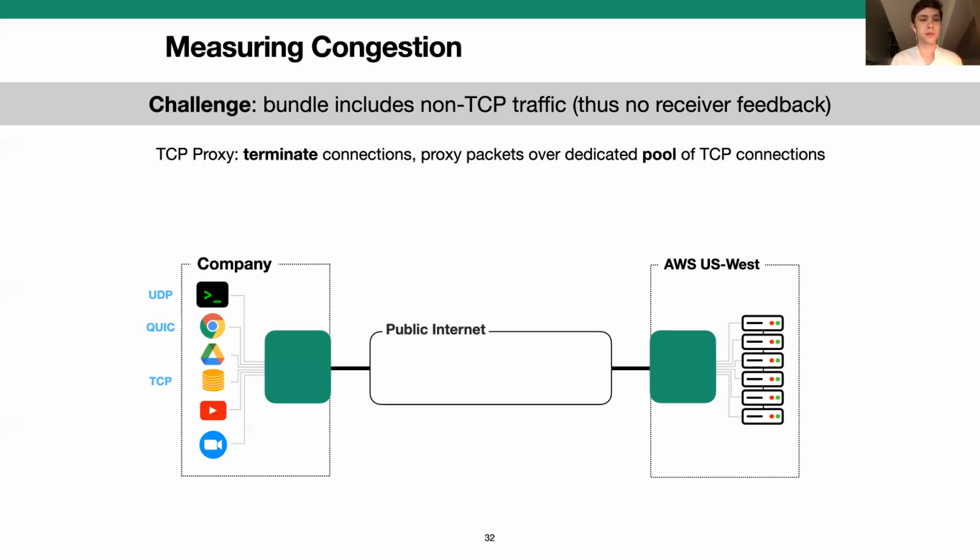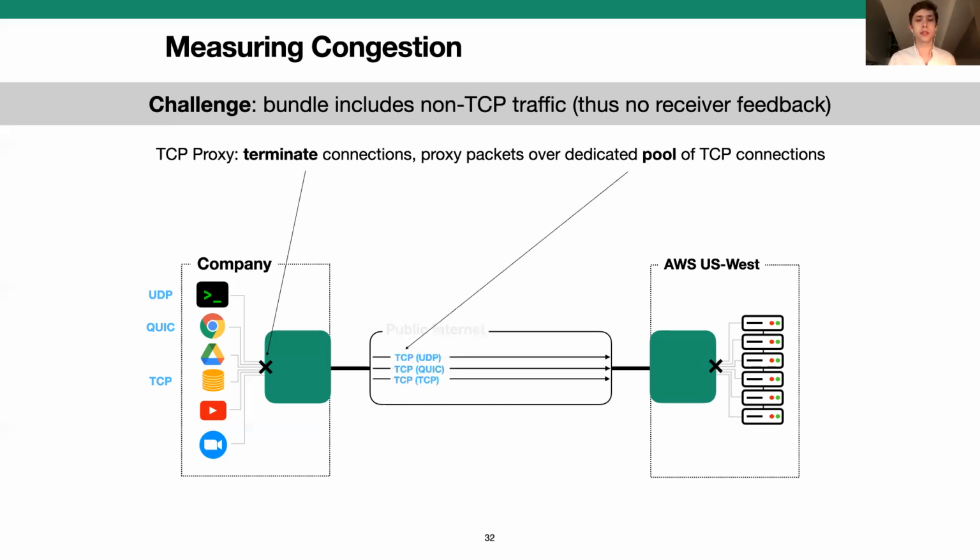Now, the most common approach to solve this would be to transform all the traffic to TCP using a TCP proxy. The way these work is that the proxy servers terminate the connections, meaning the endpoints connect to the proxies instead of each other directly. And then the real data packets are sent across the network over a pool of persistent TCP connections between the proxy servers. Now, technically, this is a viable design.